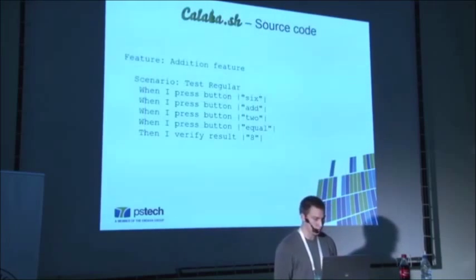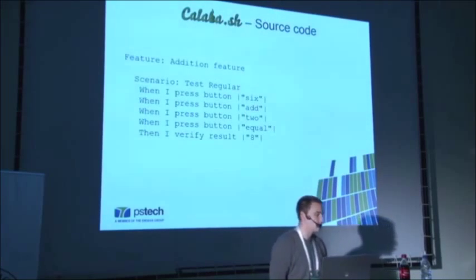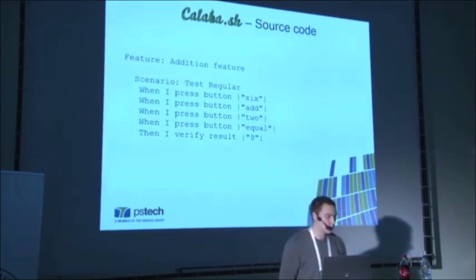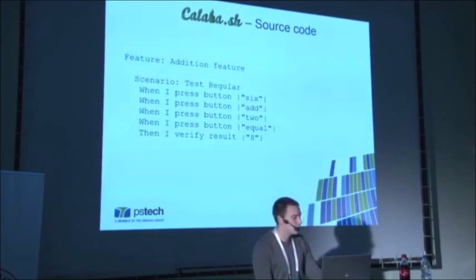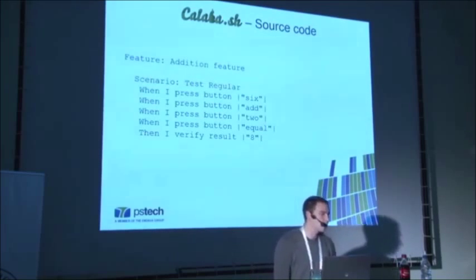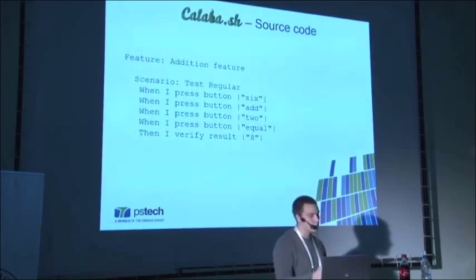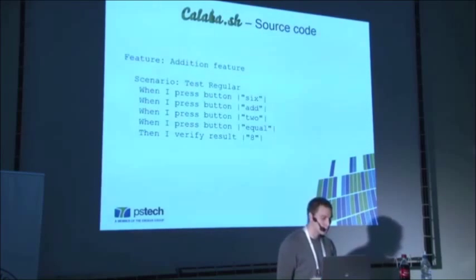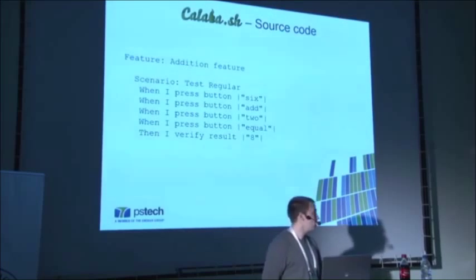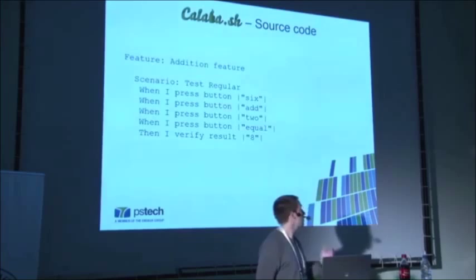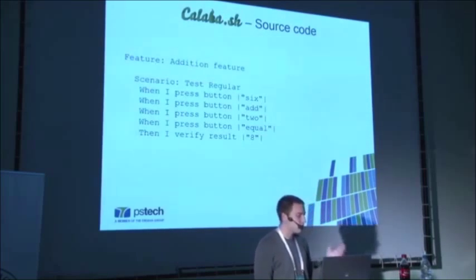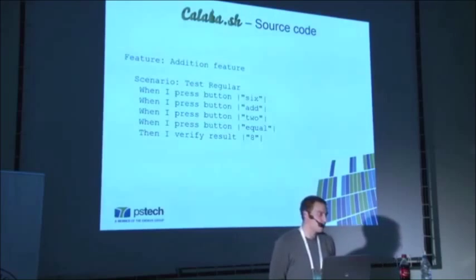Source code. As you can see, there is no programming language. If you want to transfer it to some object-oriented programming language, this feature will be our class, scenario will be our test method, and this, when I press button 6, and much more, is actually our test steps we want to use. You will notice here that I said earlier that it is about 80 different natural language commands, but this is not one of them.